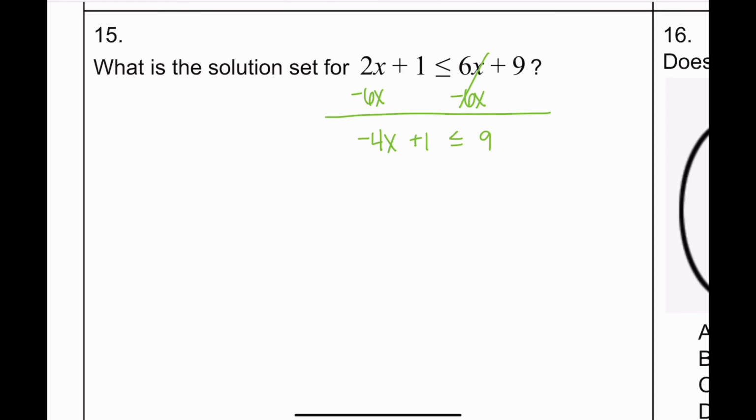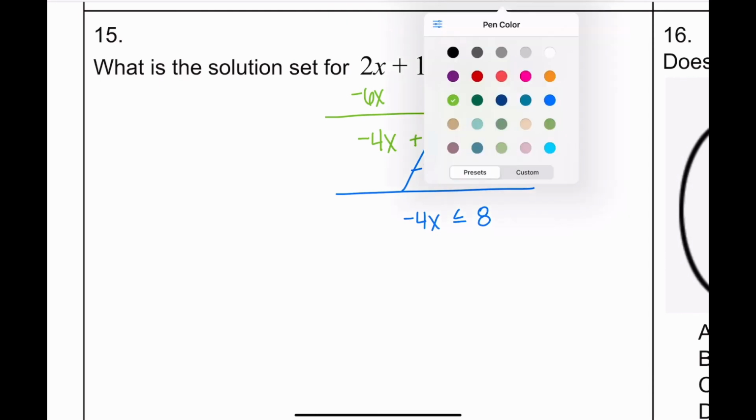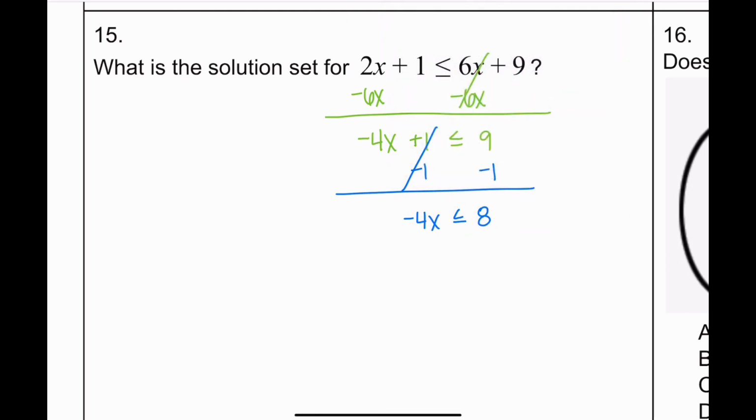Then we want to move the constants to the same side. So we'll subtract 1 on both sides. Negative 4x is less than or equal to 8. Now we need to split the negative 4 from the 8. But notice when we do that and divide by negative 4, since we're dividing by a negative, we have to flip the inequality.